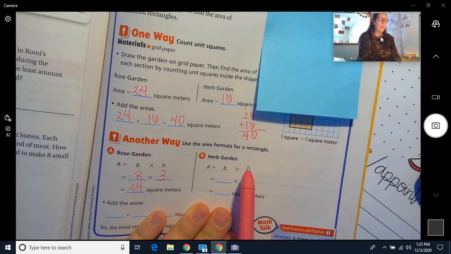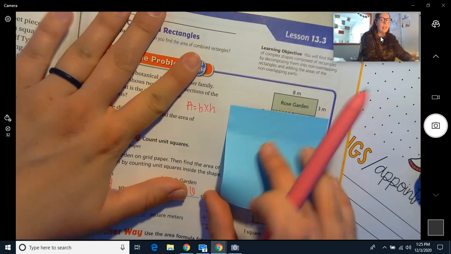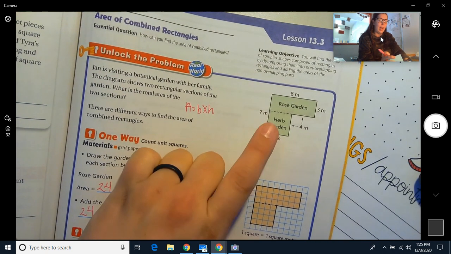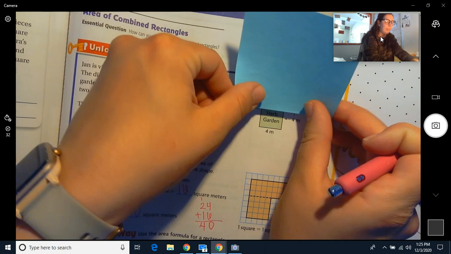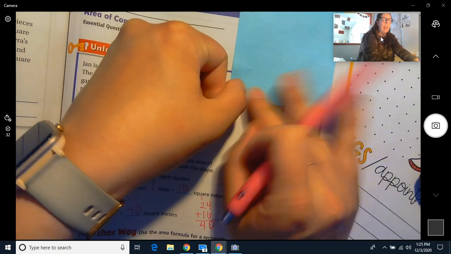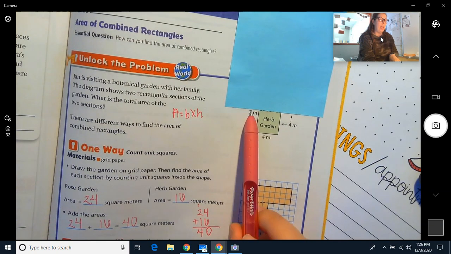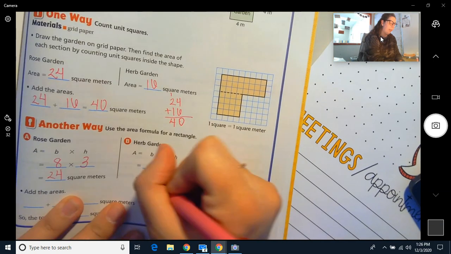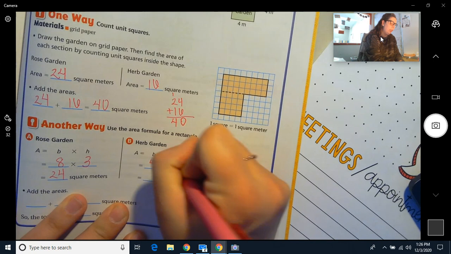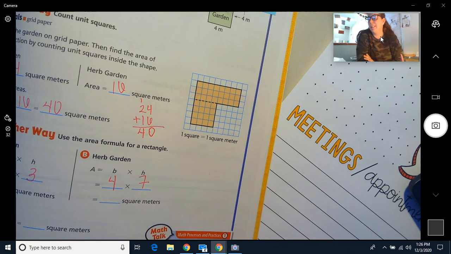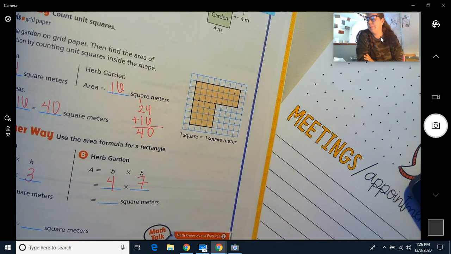Then I'm working on the herb garden. So if I go back up to my shape, I would cover up the rose garden. I don't need that part anymore. I just need this section. So if I cover that up, I just have this one. And I have base and height. So 4 times 7. If you'd like to answer what 4 times 7 is, comment with the letter M in the chat, please.